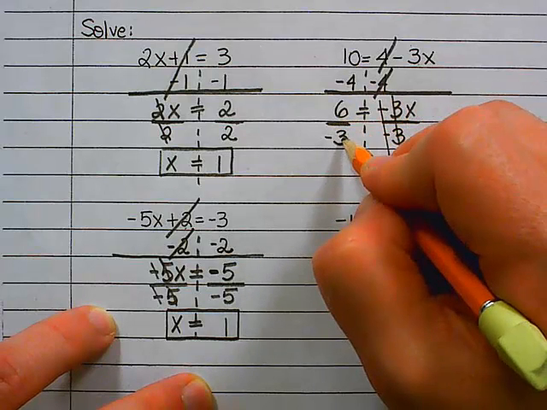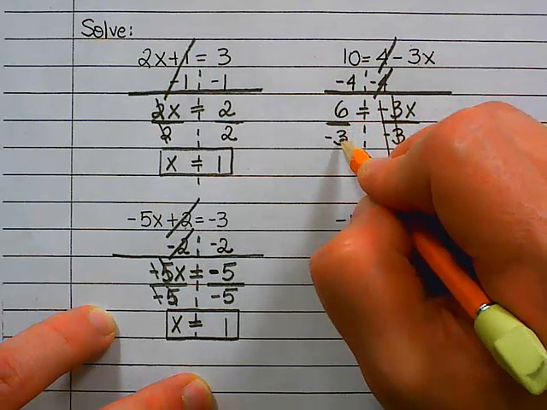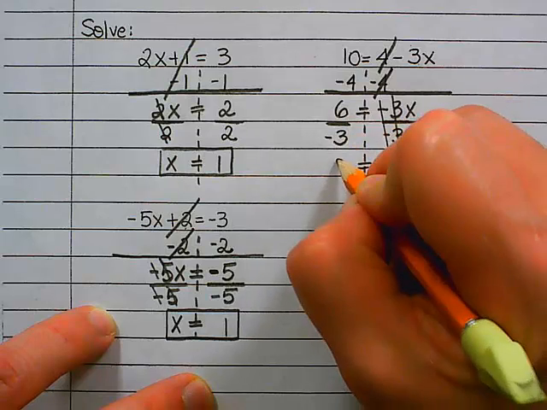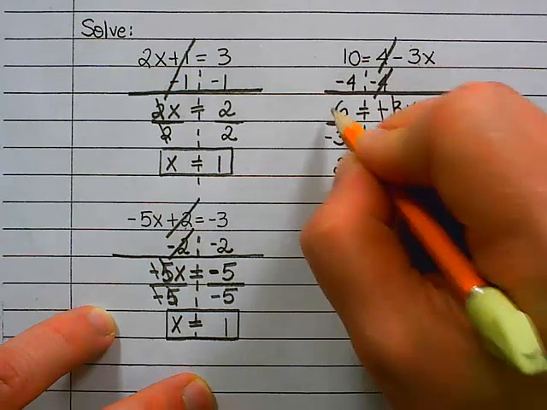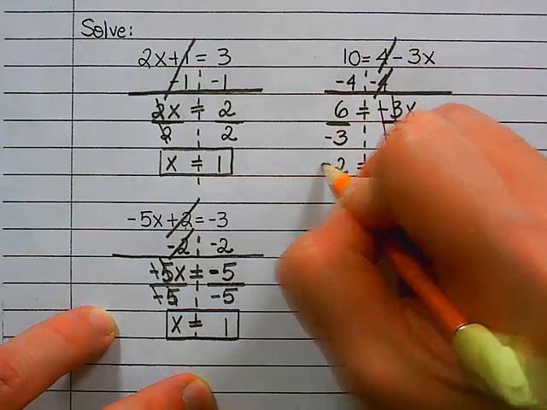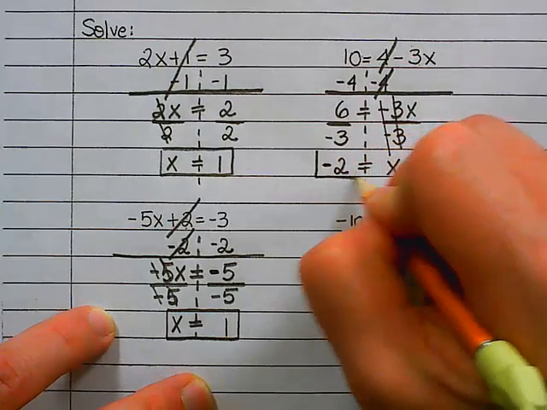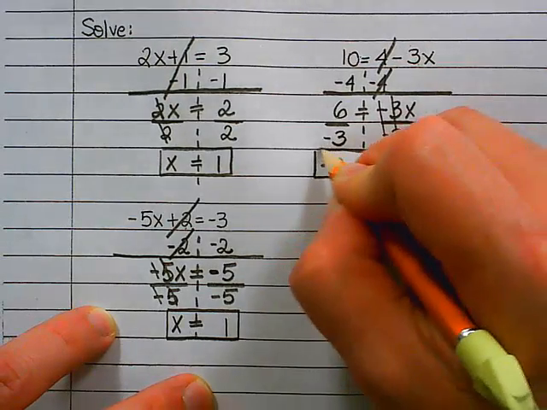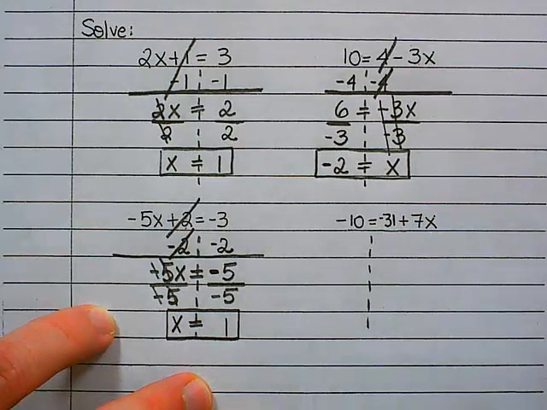And on this side, we do the division. Positive 6 divided by negative 3. 6 divided by 3 is 2. A positive divided by a negative is a negative. And there you go. Alright, so that is the answer for our problem.